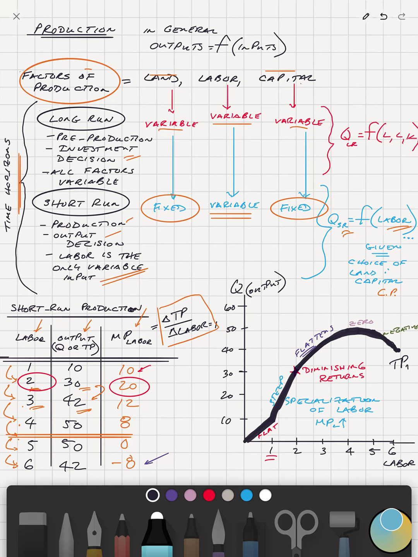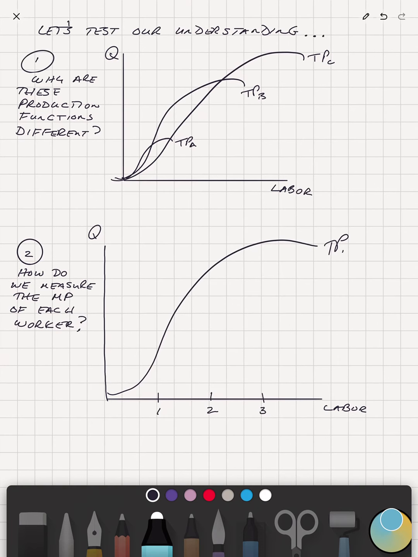Let me go on and see if we can do this. Good. Let's test our understanding. Let's look at the top graph. What's the difference between these production functions? You have TPA, TPB, and TP subscript C. What's the difference? Obviously, you can look at this, and the first thing that you notice is there is an issue with scale, is there not? TPA is small, TPB is medium, and TPC is much larger.